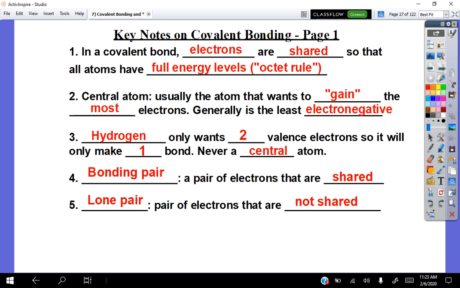When we talk about electrons that are being shared, we refer to them as a bonding pair or a bond line in a Lewis structure. If we're talking about electrons that are not shared, we refer to them as a lone pair.